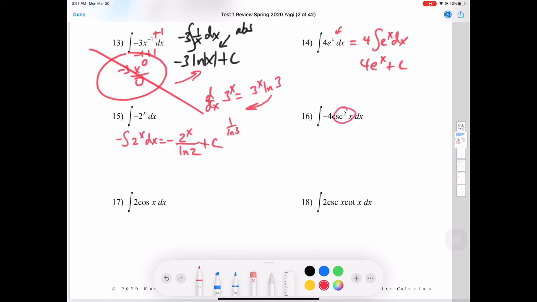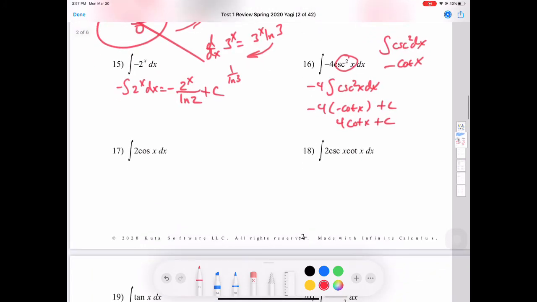Cosecant squared: our rule is the integral of cosecant squared x dx is negative cotangent x. So it'll be negative 4 times the integral of cosecant squared x dx, which is negative 4 times negative cotangent of x plus c, or positive 4 cotangent x. You have to memorize your identities. The only ones that are squared are cosecant squared or secant squared. The integral of secant squared is tangent, plus c.